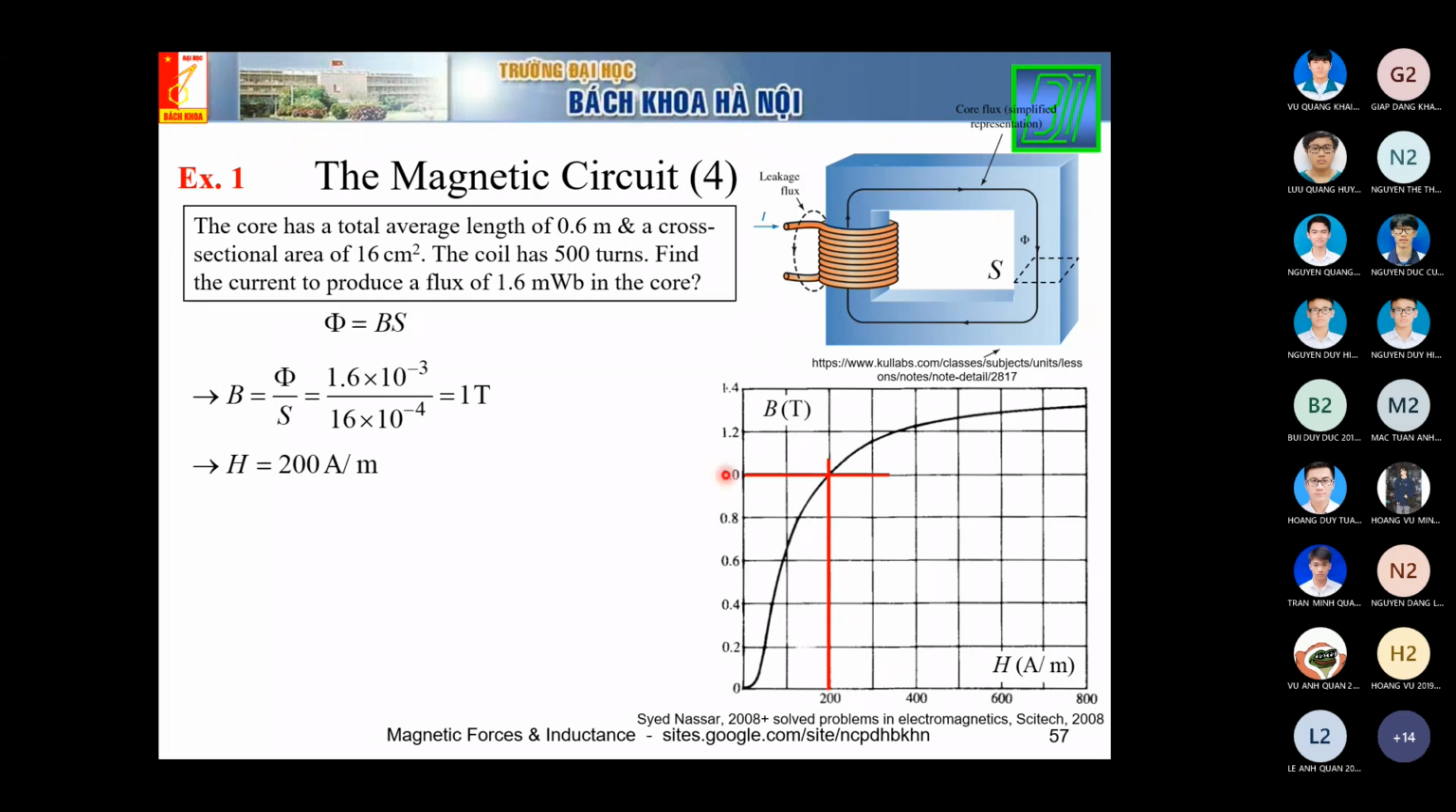Okay, look at this. Because we found that B is 1 Tesla, from 1 Tesla here, we go to the left horizontally. This line crosses the given curve at this point, and from this point we go down vertically, and from this axis we can read that the corresponding value here is 200. Please notice that if 180 or 210, it is okay for me.